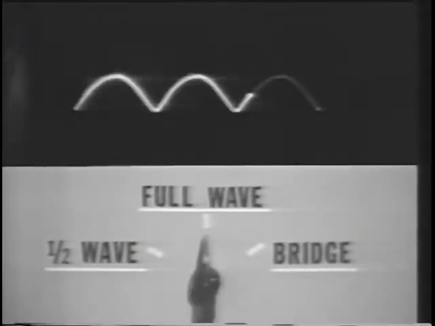Here's the output from a full-wave rectifier. Now we have an output pulse all the time, but notice that its peak amplitude has decreased. This is because the full-wave rectifier uses a center-tapped transformer, making each output pulse only 1/2 as large as the peak voltage available from the transformer secondary.